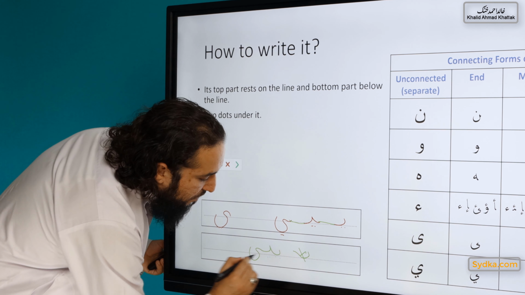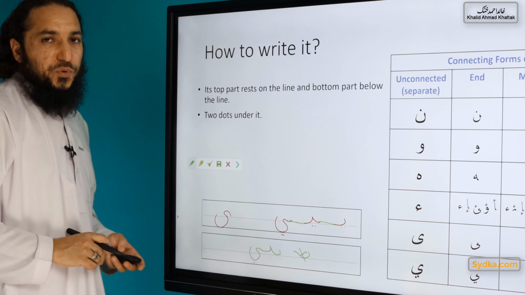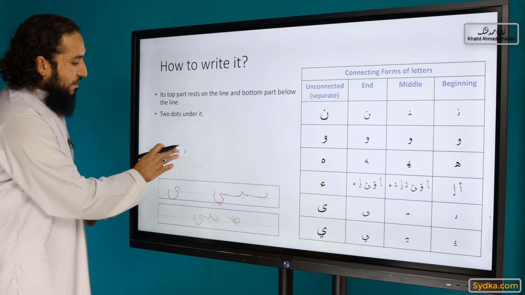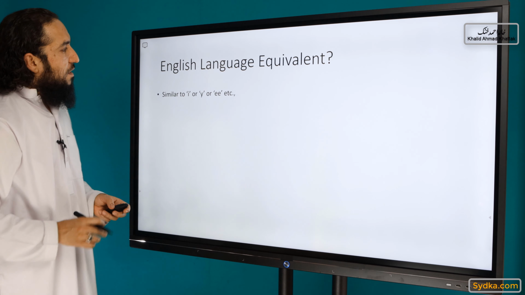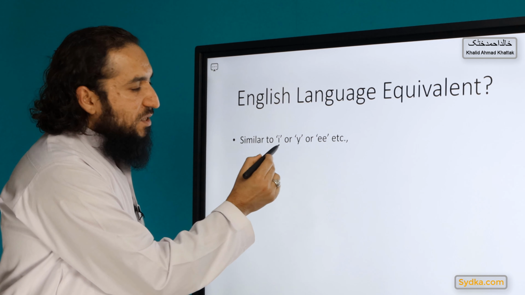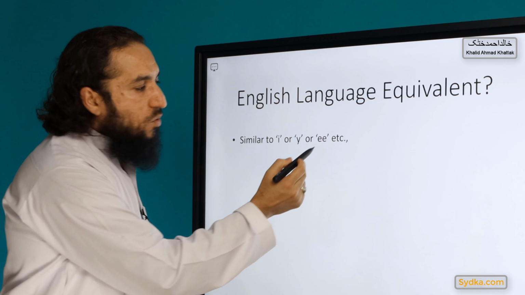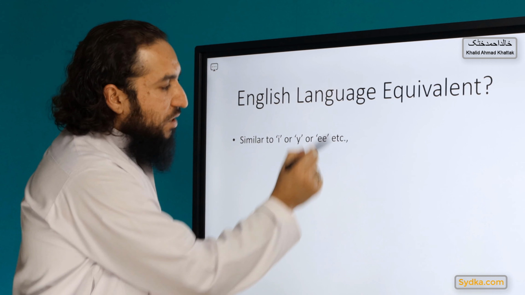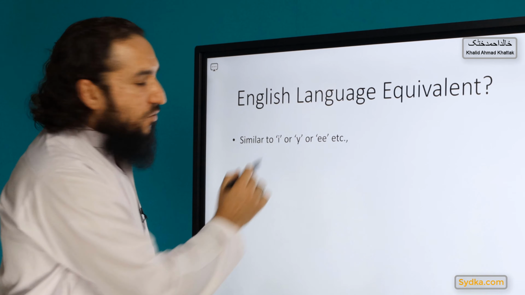Yeah. That's how we write. Yeah. So the English equivalent, you can see different ones. Sometimes you see I, Y, or the E sound. The E sound is for long vowel, but the other one you can see for consonant.